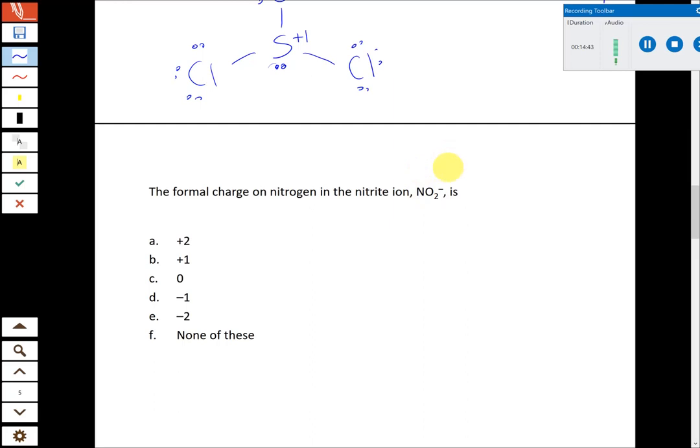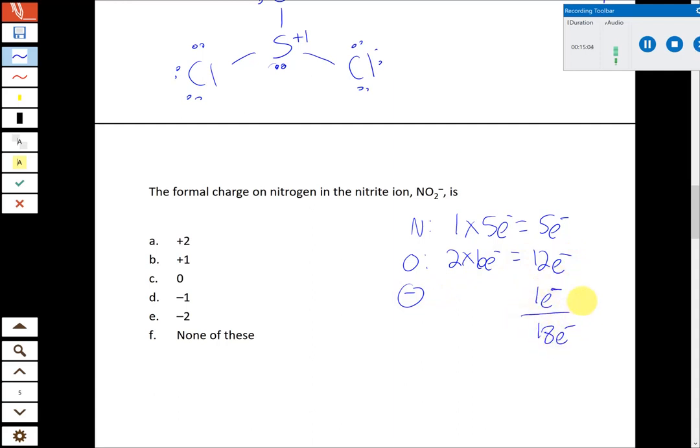So to do the Lewis structure for this one, we're going to follow the same approach. We have nitrogen and 2 oxygens and a negative charge in the formula. So nitrogen is group 5, so it's going to contribute 5 valence electrons. Each oxygen contributes 6. They're from group 6. Then we have one negative charge, which adds one more electron. So we have a total of 18 electrons in this formula.